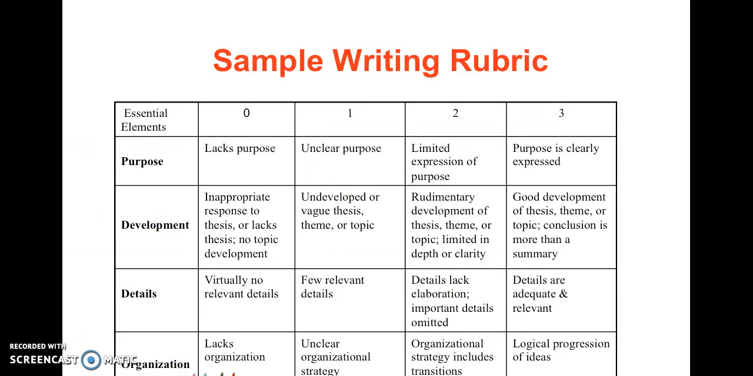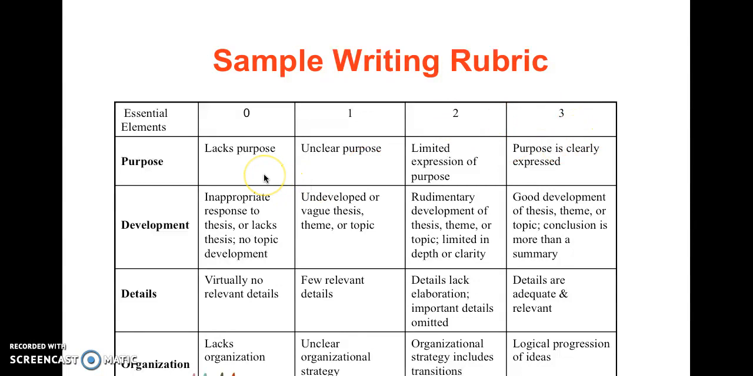So in closing, I just want to give you a kind of a sample writing rubric here. And if you look down the left-hand side, it has things like purpose, development, details, organization. And across the top, it has 0, 1, 2, 3. So as you can see across the top here, essential elements, 0, 1, 2, 3. And as we mentioned before, oftentimes we would slide that 0 off and start here in the left column with a 1, and then a 2, and then a 3, and a 4.